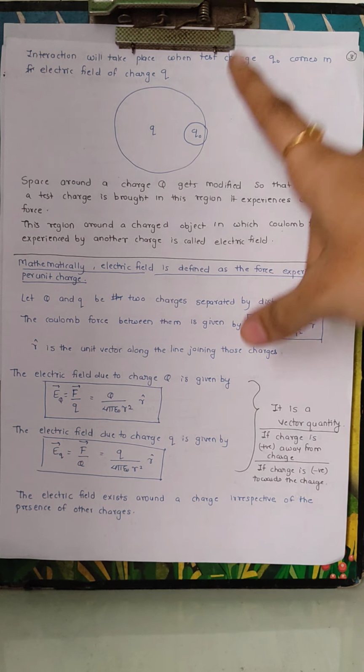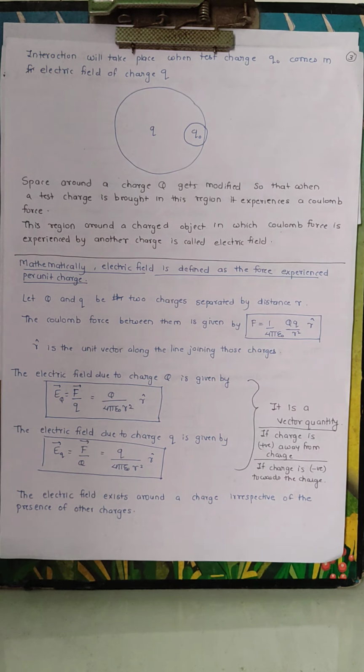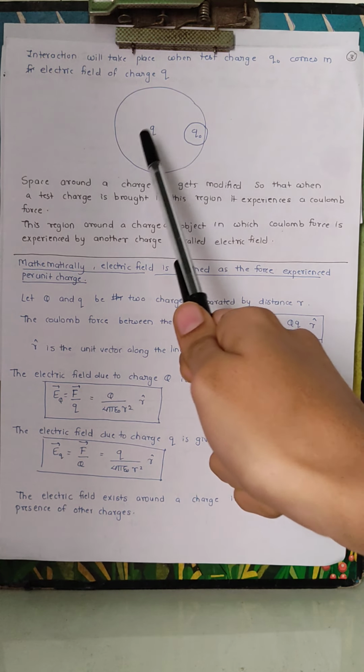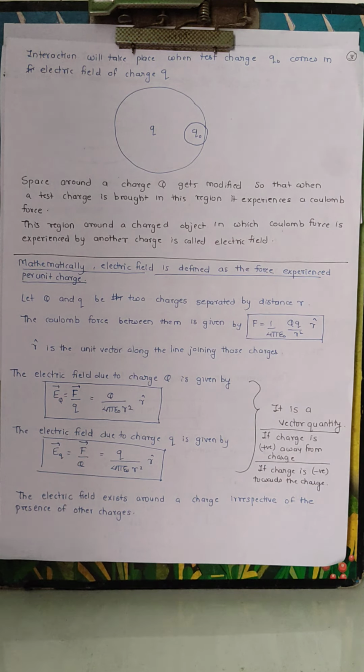But if I bring the test charge Q0 into the field of Q, then their electric fields are going to interact, and they will experience force. So what is electric field? The space around a charge Q gets modified when a test charge is brought into that region and it experiences a Coulomb force. The region around a charged object in which some other charge experiences force is called the region of electric field around that charge.